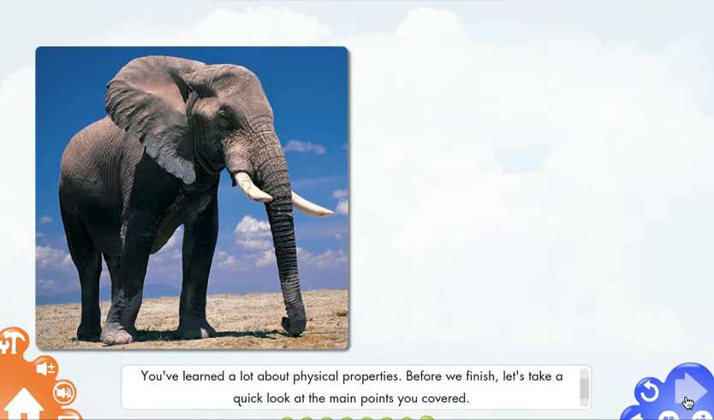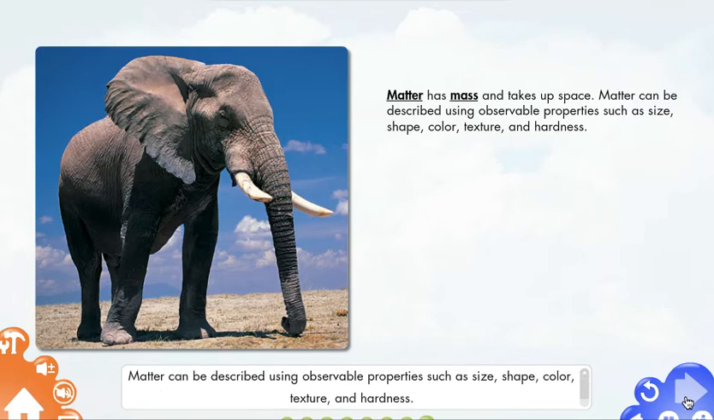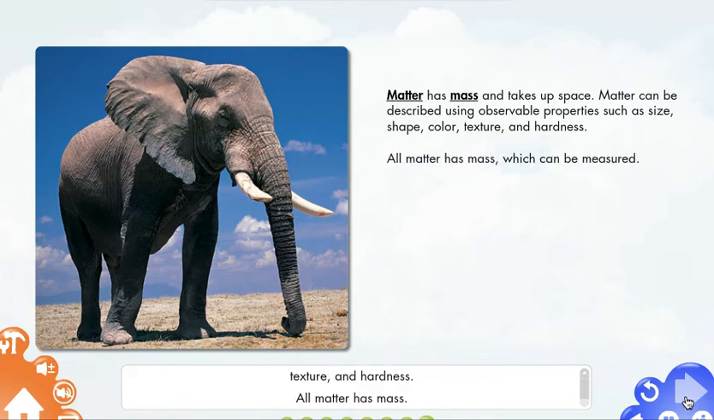You've learned a lot about physical properties. Before we finish, let's take a quick look at the main points you covered. Matter has mass and takes up space. Matter can be described using observable properties, such as size, shape, color, texture, and hardness. All matter has mass. You use a balance to measure mass.